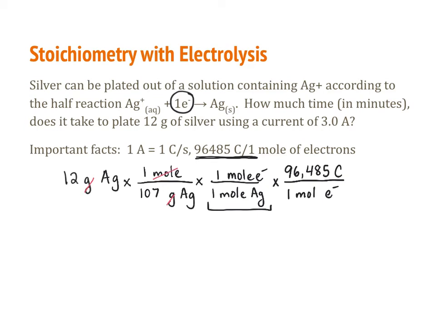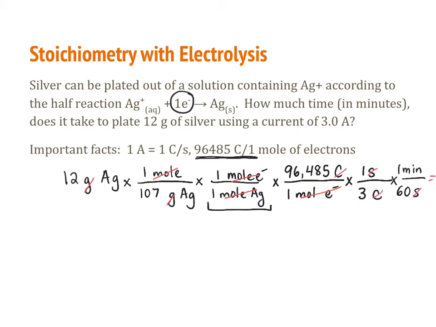So again, just to touch base on what we were trying to figure out, we've gone from grams to moles, and from moles of silver to moles of electrons, and now we know how much charge we need to plate out 12 grams of silver. We want to go from charge to time. Well, we have a current of 3 amps, and 3 amps basically is 3 coulombs every second. So if there are 3 coulombs in 1 second, they want time in minutes, there's 60 seconds in 1 minute. That will finally get us to minutes, which is the amount that we want.